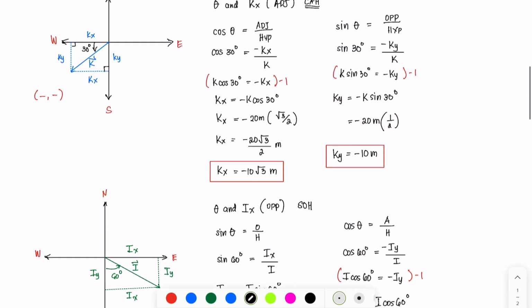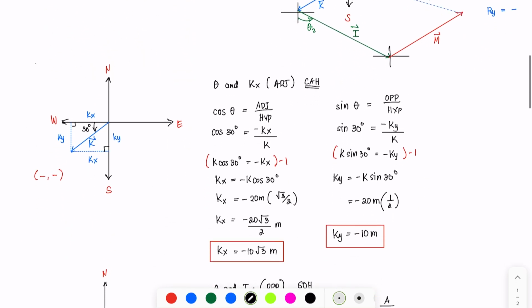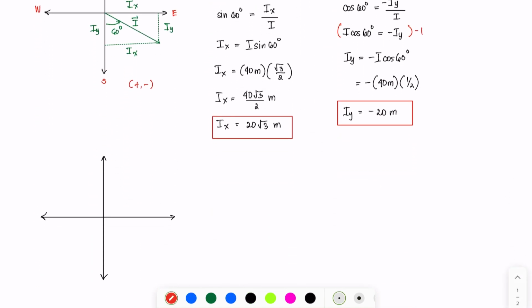So for the third vector, it's vector m, 50 meters, 60 degrees east of north. So it should look like this. Here is north, south, east, west. East of north means starting north, going east, 60 degrees. All right, so this one is 60 degrees, and this is your vector m, the name of the vector.